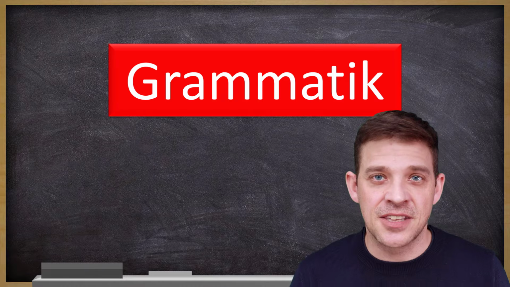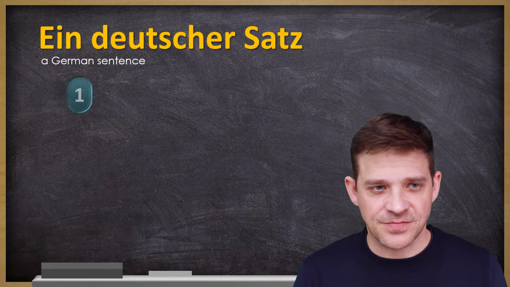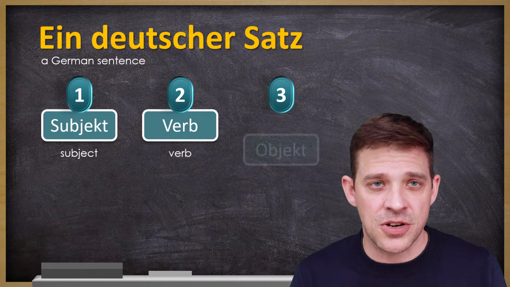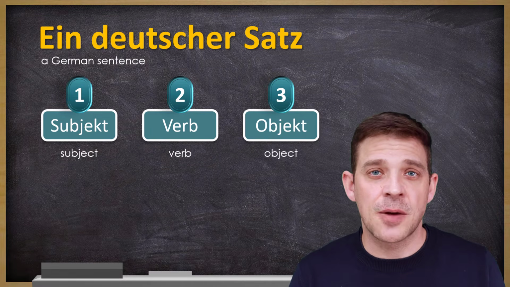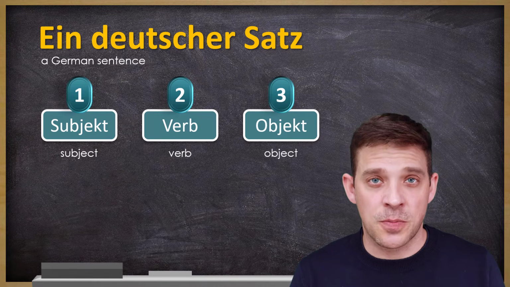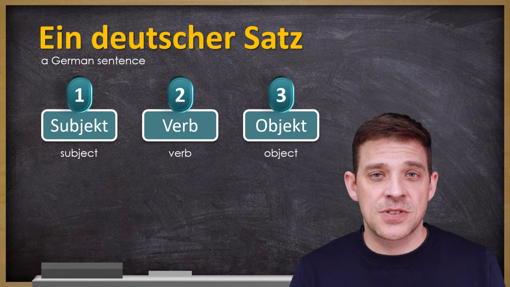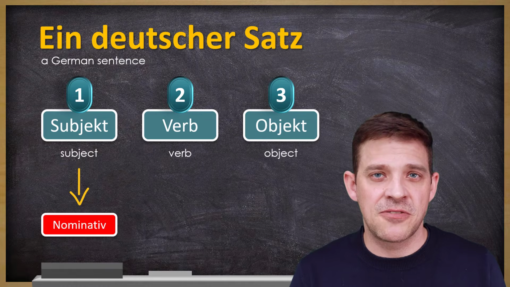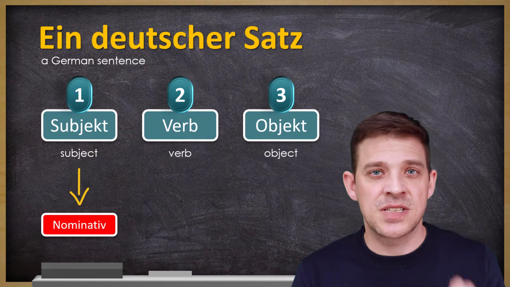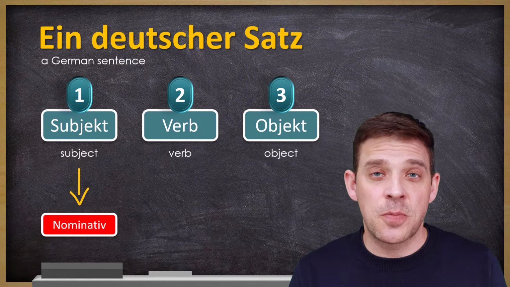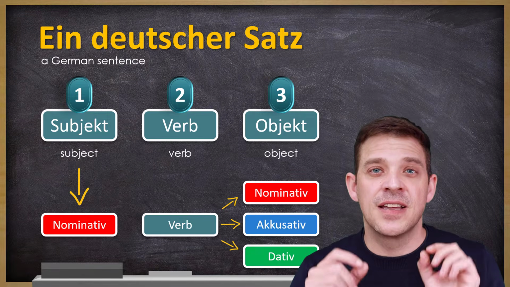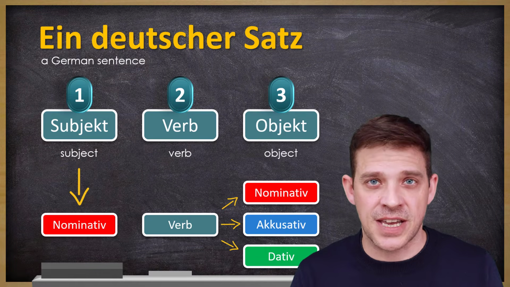Let's look at this in the grammar, die Grammatik. A normal German sentence has usually 3 parts. So number 1 is the subject, das Subjekt, number 2 is the verb, and number 3 is the object. Now when it comes to cases, the subject is always in nominative case. And the object depends on the verb. So the verb will give you the case for the object.